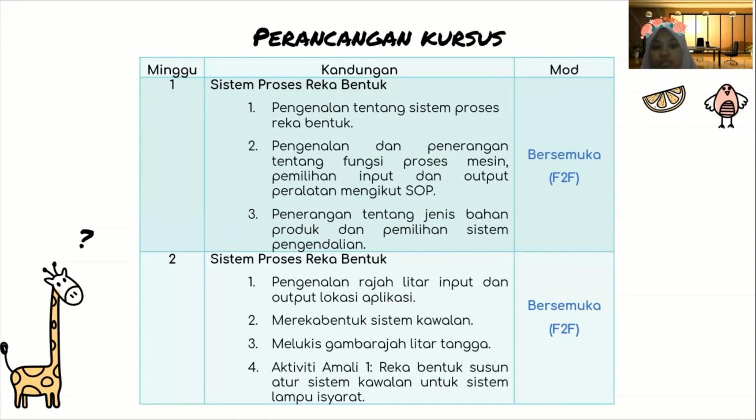Students will learn about the process functions of the machine according to the standard operating procedure, SOP, and how to identify and choose equipment, input and output according to SOP. Other than that, they will also learn how to identify suitable types of product materials according to SOP for the design process system.